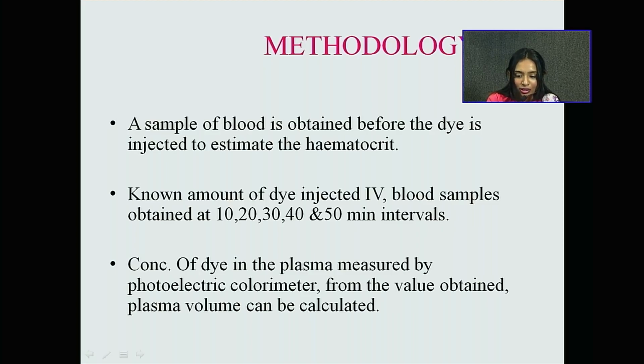We will wait for some time and we will take the blood samples at 10, 20, 30, 40 and 50 minute intervals. So this is the basic principle of the measurement: you inject a dye intravenously and wait for some time, and after a given interval of time you can check the measurements. The concentration of dye in the plasma is measured by a photoelectric colorimeter, and from this value we can calculate the plasma volume.